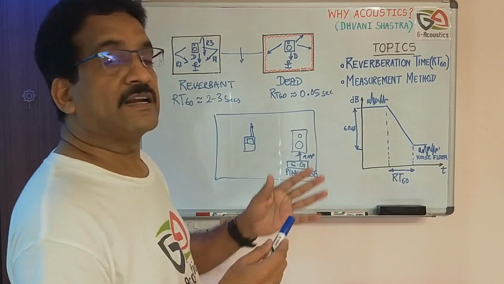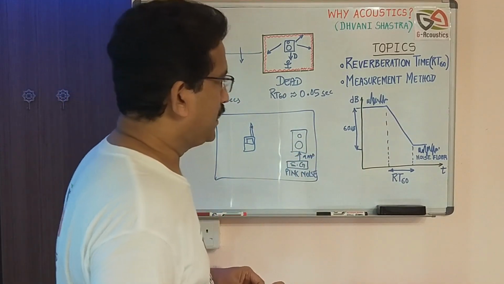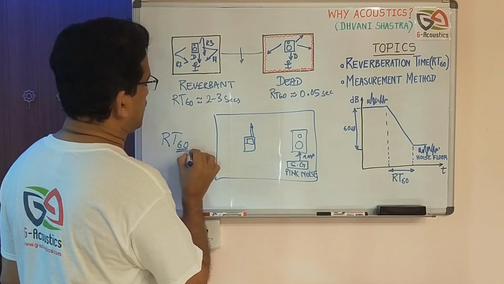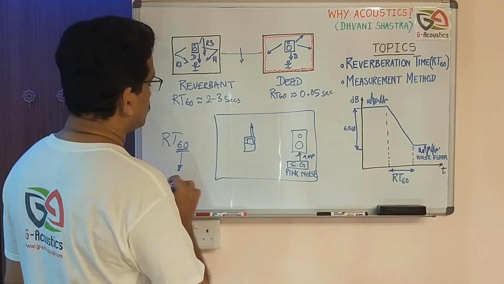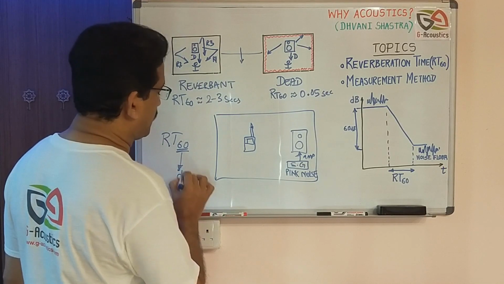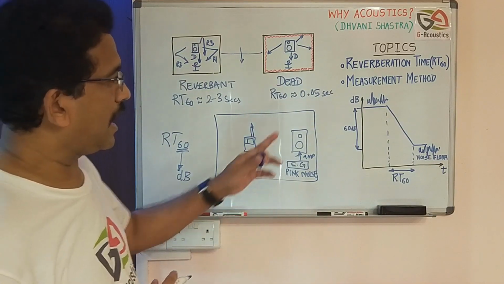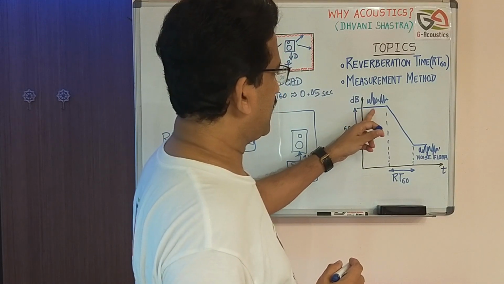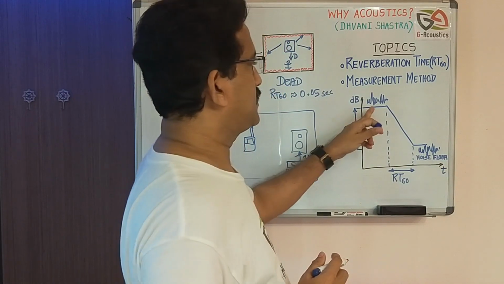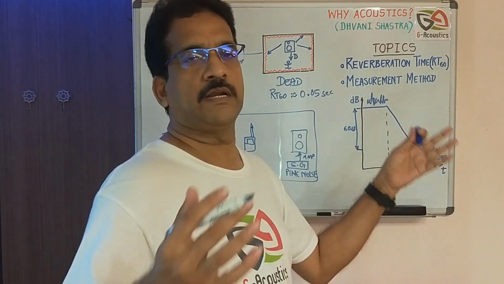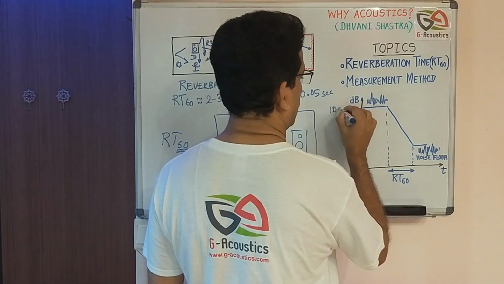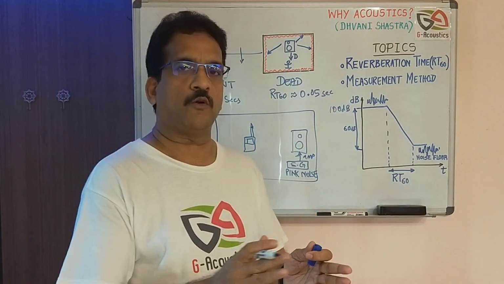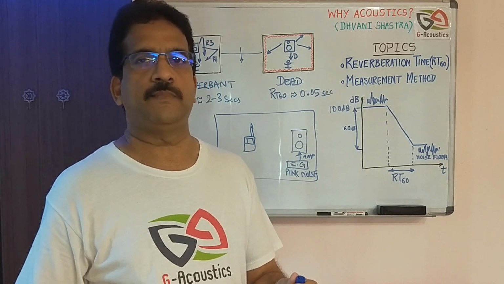Now, what is the reverberation time exactly? RT60, reverberation time RT60, means 60 decibel sound. Let us assume that I am going to play this pink noise at a specific volume, let us say 100 dB. At 100 dB, I am going to play a pink noise. It will play for about 10 seconds, and then immediately it will be stopped.